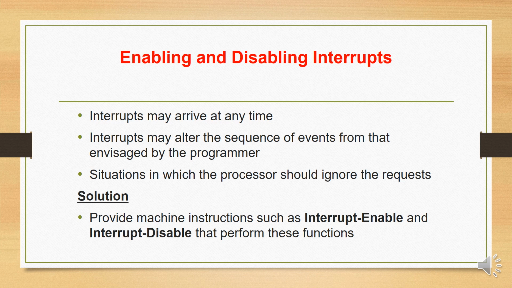Next comes enabling and disabling of interrupts. The arrival of an interrupt request from an external device causes the processor to suspend the execution of one program and start the execution of another. Because interrupts can arrive at any time, they may alter the sequence of events planned by the programmer. So, a fundamental facility is the ability to enable and disable interrupts whenever it's required.